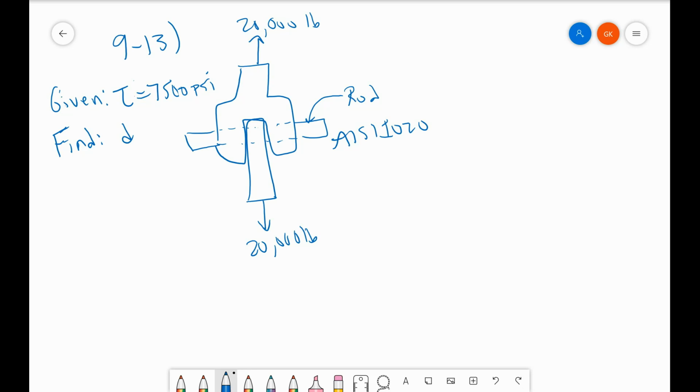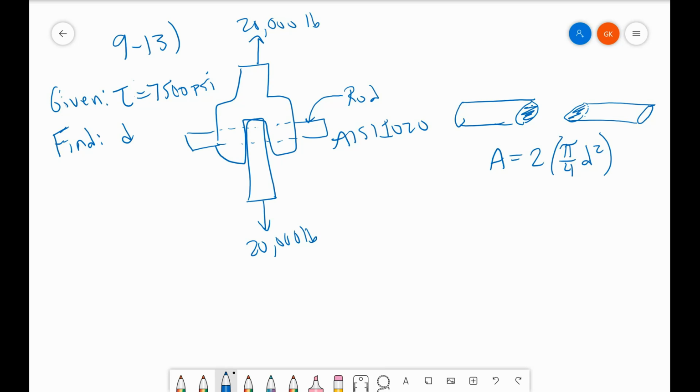Now let's look at our problem and think. What is the area going to look like when we break this rod? Well, if I draw the rod after being broken, I'm going to have one rod on one side, and a second rod half on the other side. And the area that's new, my shear area, is the area of both of those circles. So the area would be equal to 2 times the area of a circle, which is pi over 4 d squared. I don't actually know what d is. I'm solving for it, so I can just leave my equation like that.